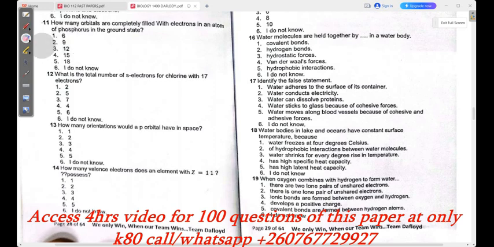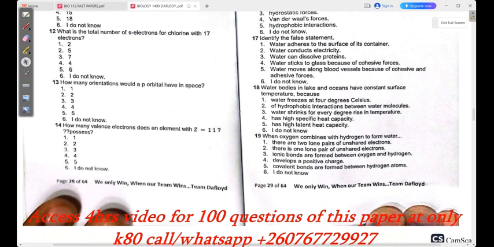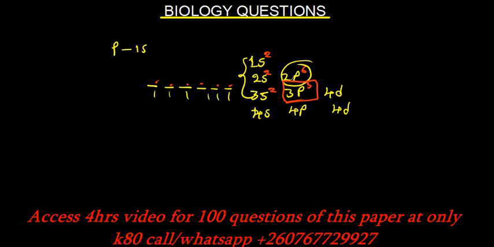So the answer is A. Oh, sorry, option 1, 12. What is the total number of s electrons of chlorine with 17 electrons? In this case, we are just interested in the s shells of chlorine.